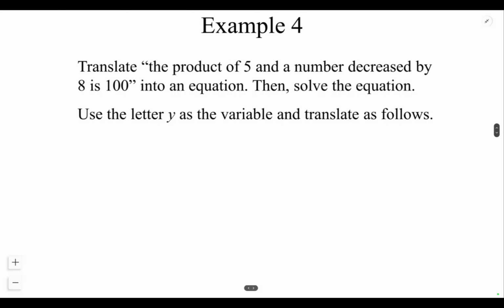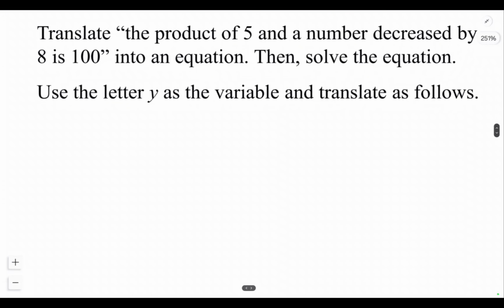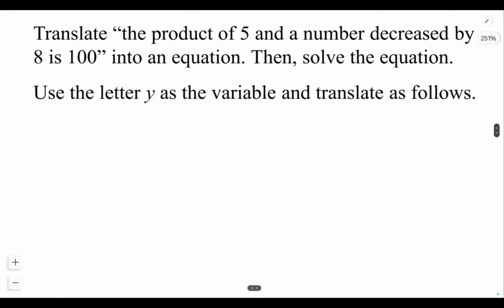So I want you to take a minute and see if you can translate what's being written here, and then I want to see if you can actually solve it out. So take a few minutes and do that. So when we look at this, and I'm going to make this a little bit bigger, the first thing we have to see is it says translate the product of 5 and a number decreased by 8 is 100.